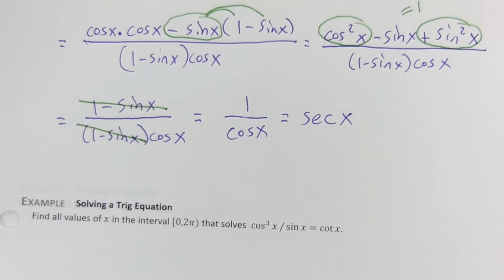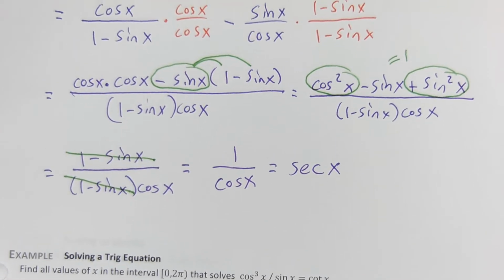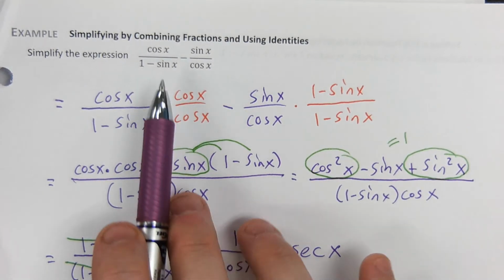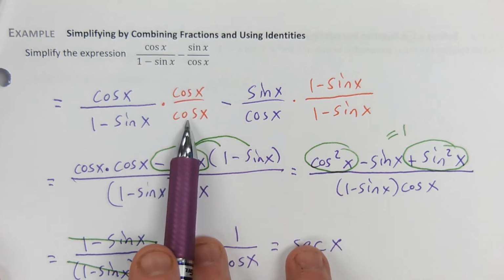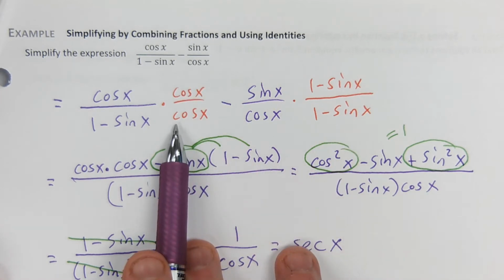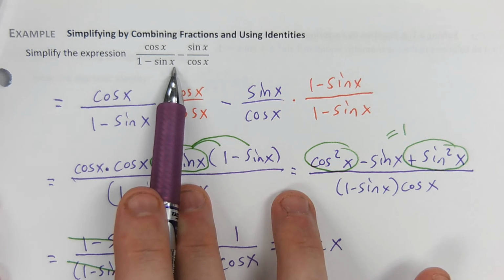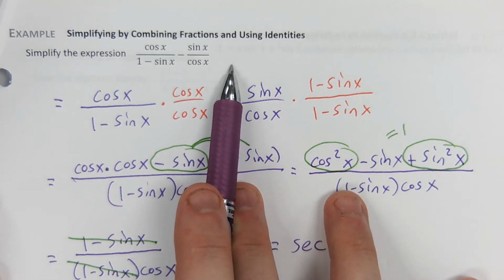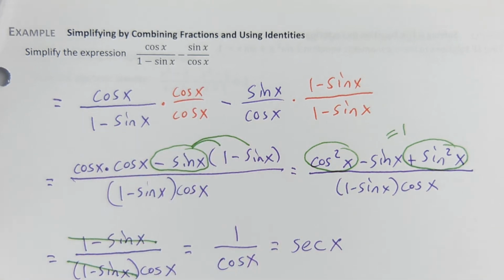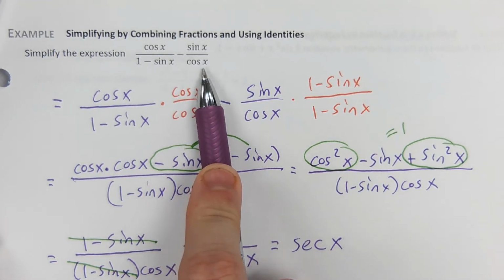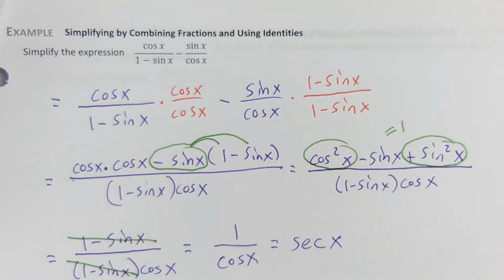Yes, ma'am. So the purple is just the original statement. And the red is me making them have the same denominator. See, this one doesn't have a cosine x. This one doesn't have a 1 minus sine x. It's like if one of the denominators was a 3 and the other denominator was a 5, you'd have to multiply that 3 and that 5 because they have nothing in common. So this and this having nothing in common require me to simply multiply the two together to get a common denominator. Good? Okay. Any more questions?